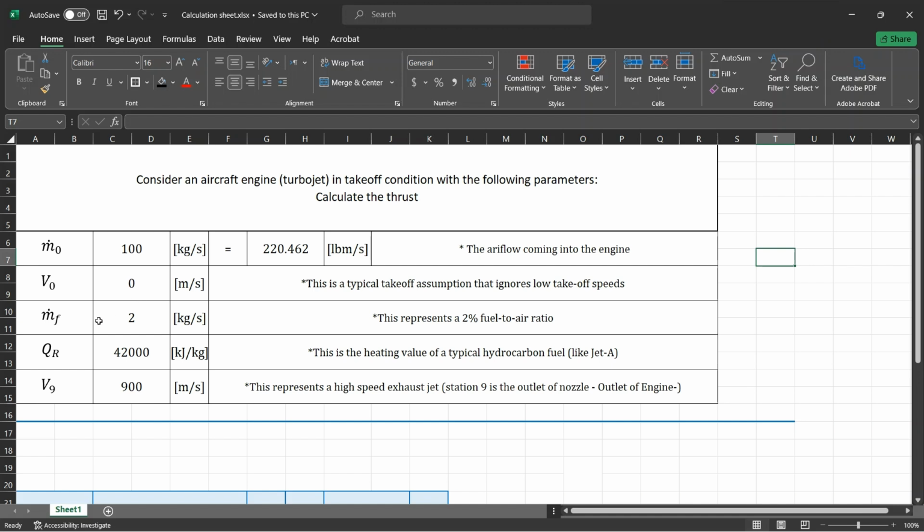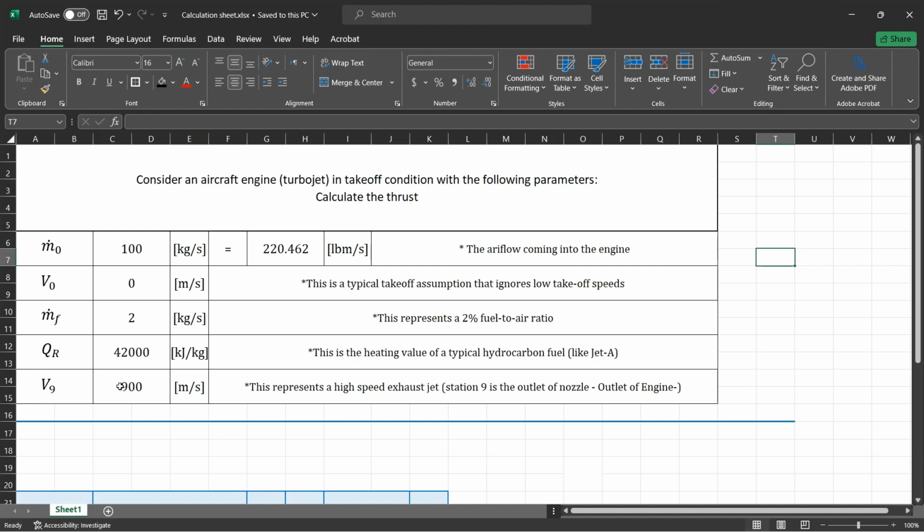The fuel mass flow is assumed to be 2, which represents a 2% fuel to air ratio, and this is with the typical LHV, lower heating value, of a typical hydrocarbon fuel like Jet A, 42,000 kilojoules per kilogram, and V9 equals 900 meters per second. This represents the high-speed exhaust jet from station 9, which is the outlet of the nozzle, the outlet of the engine.